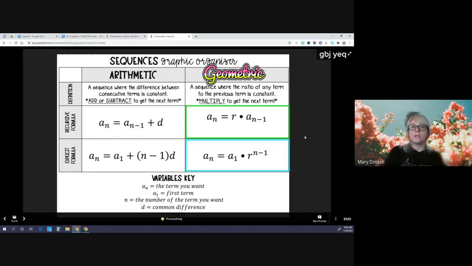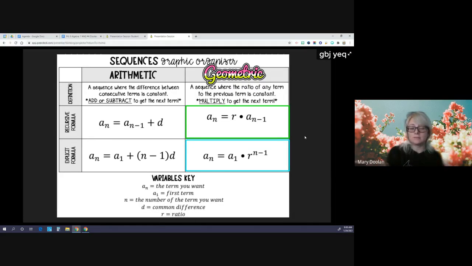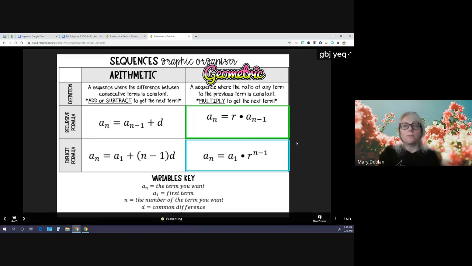The graphic organizer that I shared with you on Wednesday, this is it, okay? So you have a copy of this just by itself. If you wanted to mark it up and change the way it looks, you can, right? So geometric, this is where we're at today.